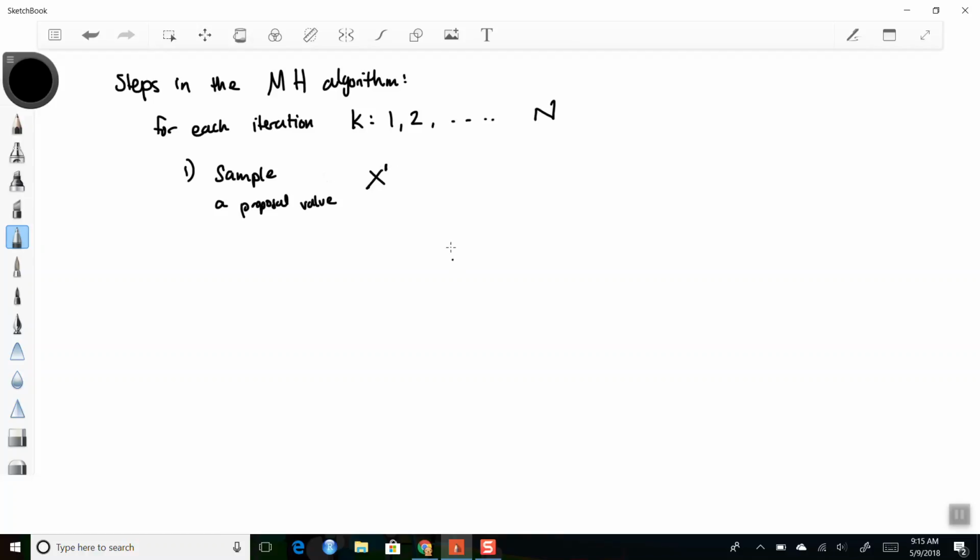Sample a proposal value from your proposal distribution Q, from x sub k. So you have proposal distribution Q.